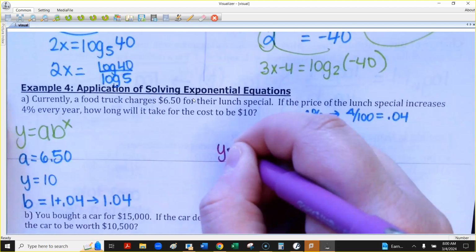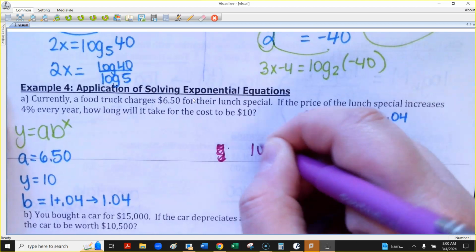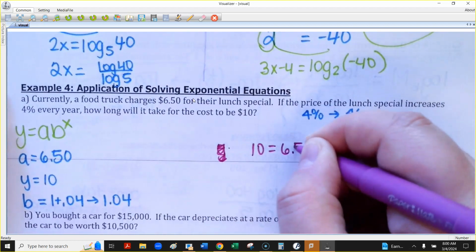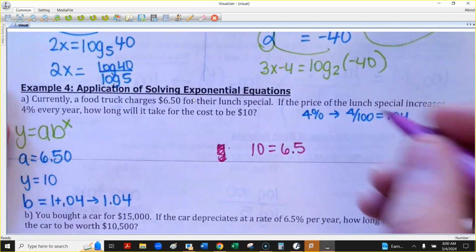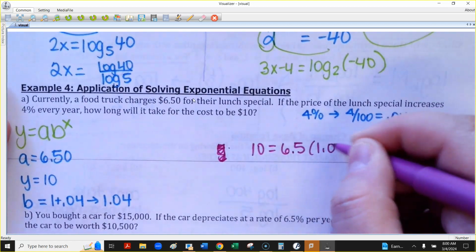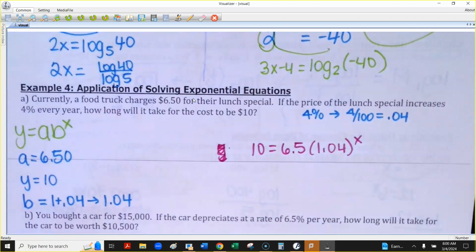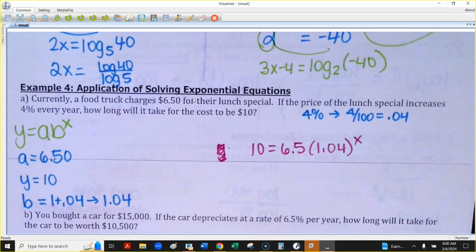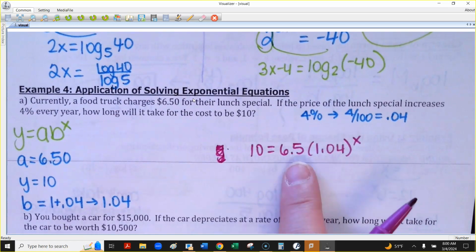So when I set this up, oh my goodness, sorry, I just started with the y. I meant to start with 10. So 10, I'm just going to write 6.5. You don't have to use the 0 if you don't want to. And my b value is 1.04 to the x. We're going to determine time here. The most common mistake people make is they will accidentally multiply these two numbers together. Make sure you do not do that.